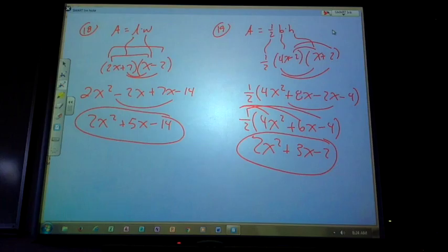20, 21, 22, 23. Number 20, drop the parentheses, because you're just adding them, right? Combine like terms. So the answer to number 20 would be 3x to the third plus 5x squared plus x minus 3. You're just dropping the parentheses, combining like terms. That's all you're doing.